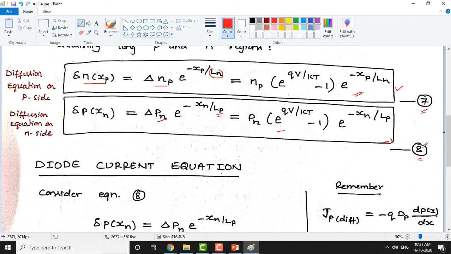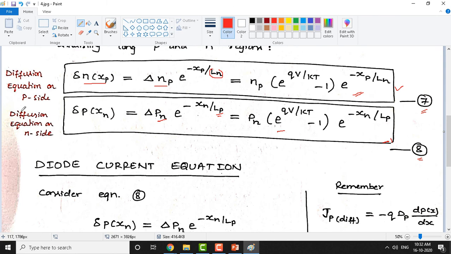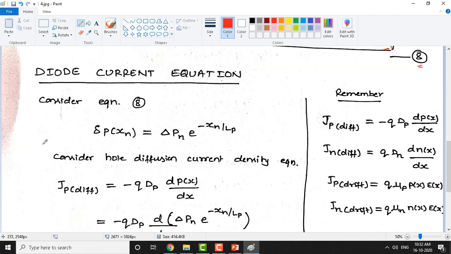Here we will take equation 8 and try to find the hole current density. The diode current has both the hole current density and the electron diffusion current density. To estimate both, we use the diffusion equation on the p side and the diffusion equation on the n side. Using these diffusion equations, we will derive the diode current equation. This equation is the basis to derive it, and we will take that up in the next class.